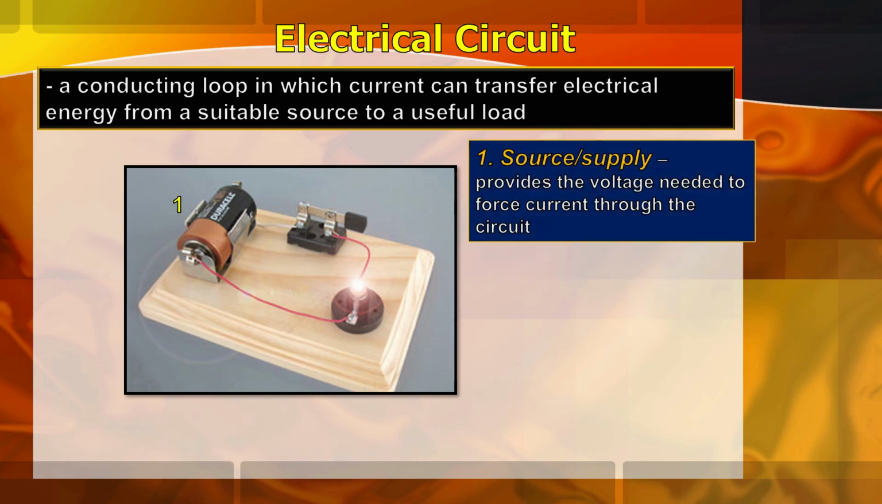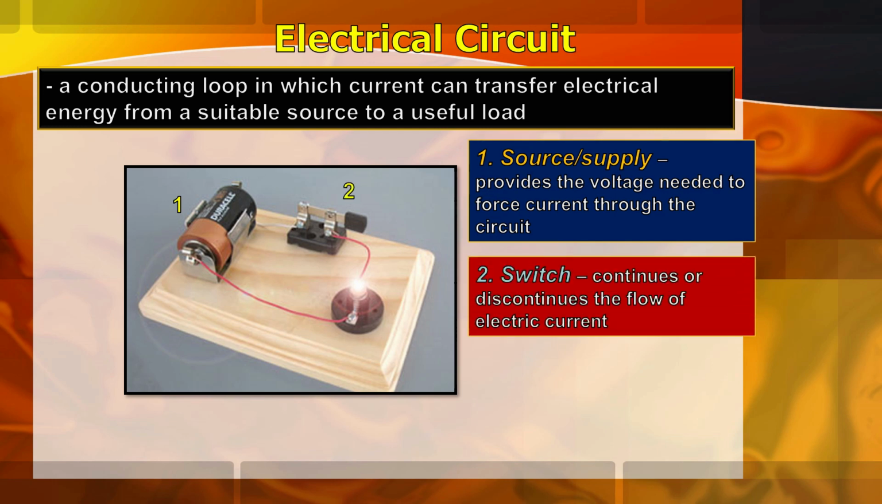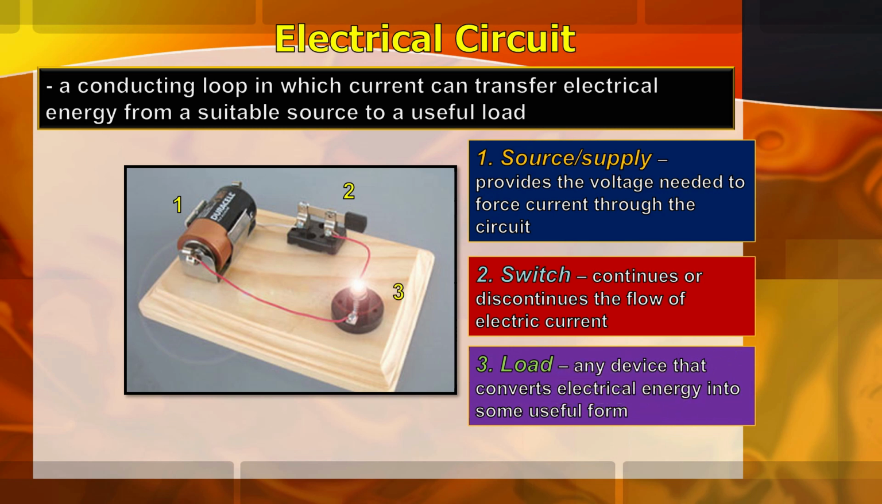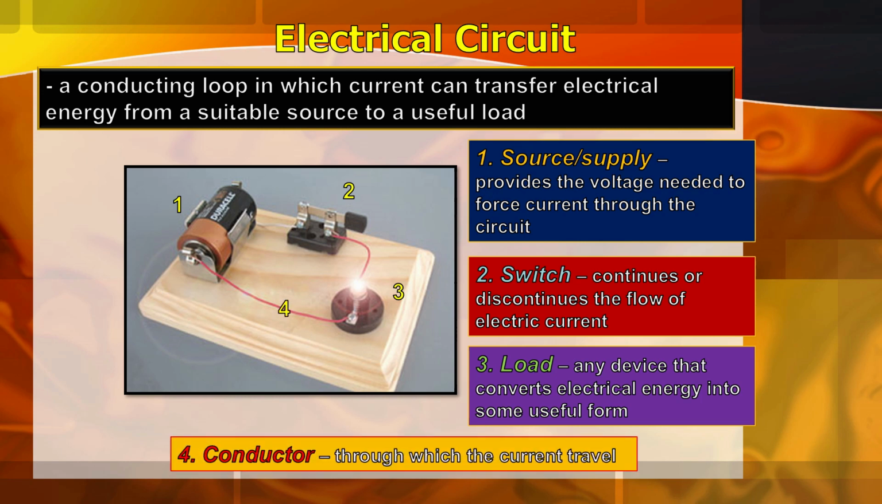First, we have the source or the supply. Source and supply provide the voltage needed to force current through the circuit, followed by the switch, which continues or discontinues the flow of electrical current. Third, we have the load, which is any device that converts electrical energy into some useful forms. And lastly, a conductor, through which the current travels. These are usually the wirings that we have.